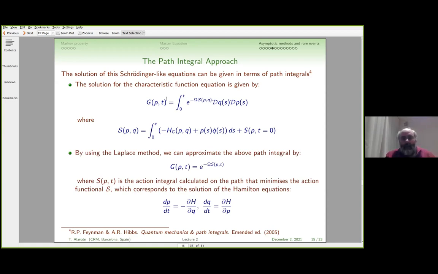Now, this is a nice way of writing the solution, but still, this is a pretty horrible object that in general we don't know how to deal with. We cannot calculate these path integrals with pen and paper. So a way of avoiding having to calculate all these integrals by analytical or perturbative methods is by reminding ourselves that we want to know the behavior of the system for large system size.